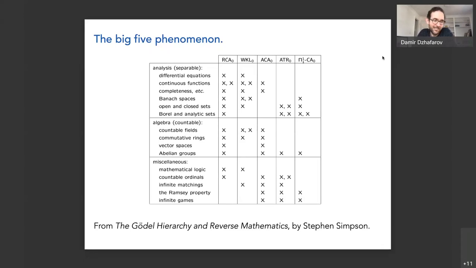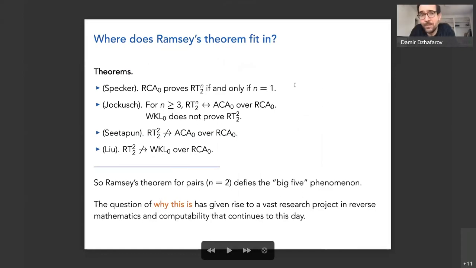And that becomes the focus. And similarly here, the reason this is interesting, and the reason I spent a while talking on Ramsey's theorem, is because the exceptions largely come from looking at Ramsey's theorem and trying to understand Ramsey's theorem. So let's look at this question: where does Ramsey's theorem fit in?